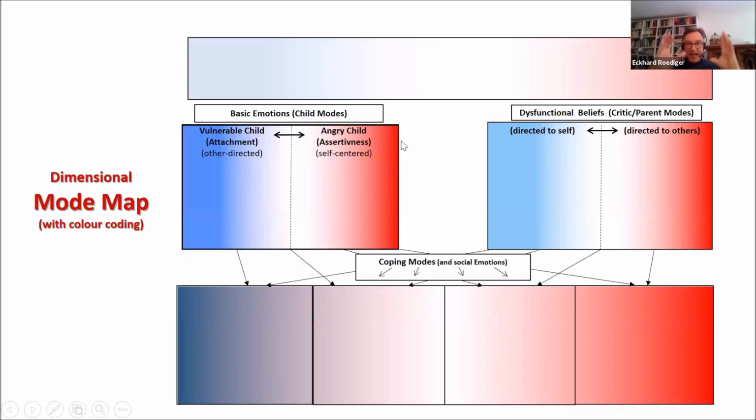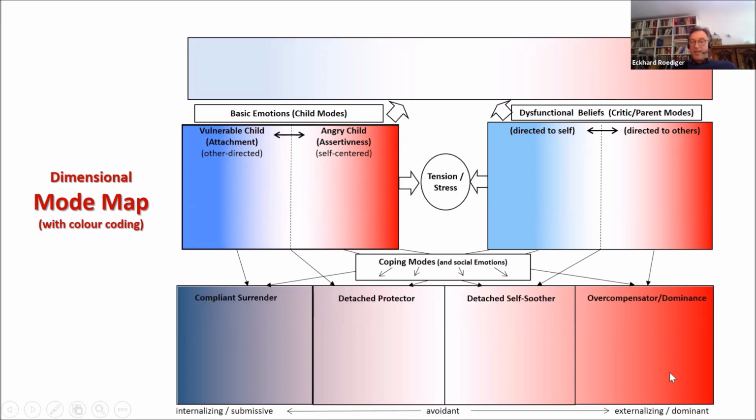If you go to the clash card, to the mode map, you'll have the two poles here in terms of the vulnerable side. When fear comes up, when attachment needs are frustrated, you have the angry child reaction following assertiveness frustrations, and you can point out the shift from primary fear to secondary anger. And you have the spectrum of the 4 coping modes, with the dominant first line reaction, the compliance surrender first line reaction, the secondary overcompensation, the detached self-soother, the detached protector, as the 4 ideal typical reactions you see in the video.